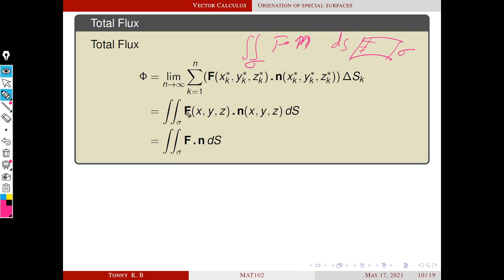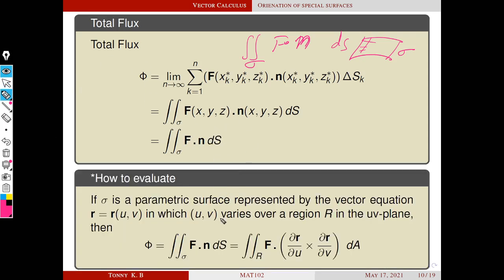The next one: how to evaluate this surface integral. The general formula for evaluating the surface integral is this one. But in this course, we have to discuss only 3 special cases, not the general form. That's why we put a star. This is not in the syllabus. Anyway, this is the general formula, and we have to discuss the 3 special cases of the surface. So we will discuss how to evaluate flux over such surfaces.